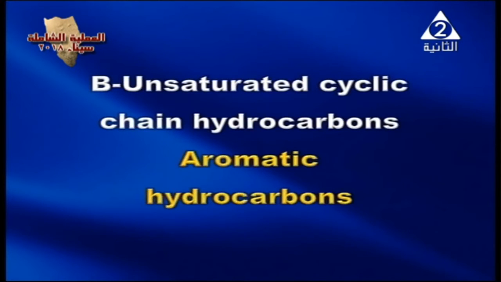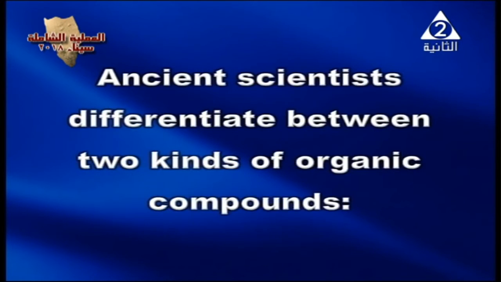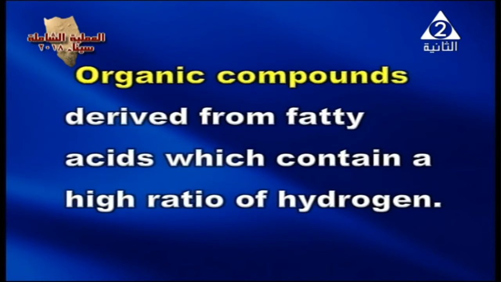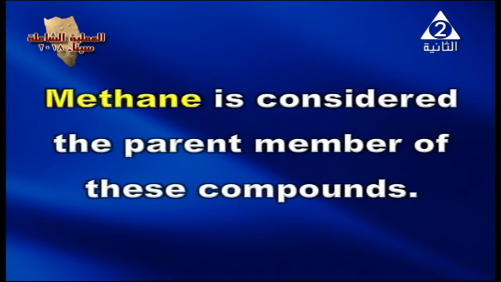Now, the second class of cyclic hydrocarbons is unsaturated cyclic chain hydrocarbons that we call aromatic hydrocarbons. The ancient scientists differentiated between 2 kinds of organic compounds. Aliphatic compounds are organic compounds derived from fatty acids which contain a high ratio of hydrogen. And methane is considered the parent member of these compounds.